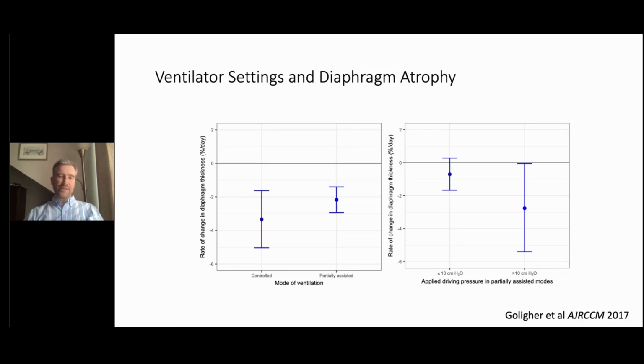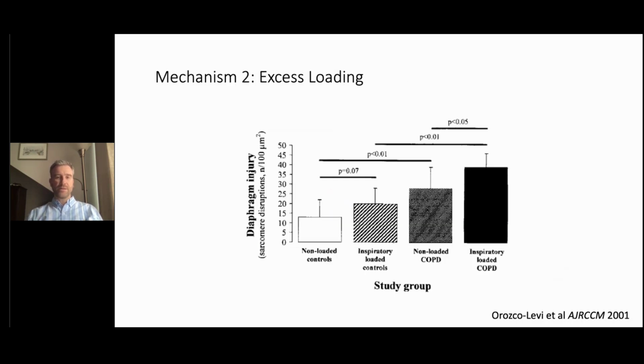So these data suggest that even in pressure support, if we over-assist patients with excessive levels of pressure support, we can still suppress inspiratory effort to the point that disuse atrophy may develop.